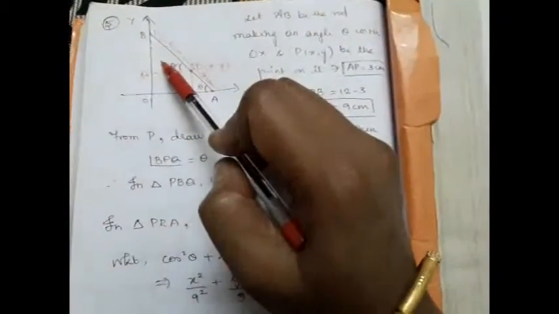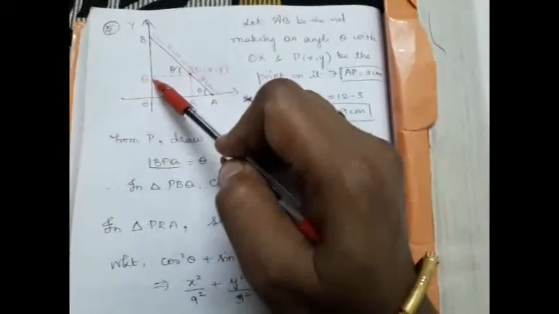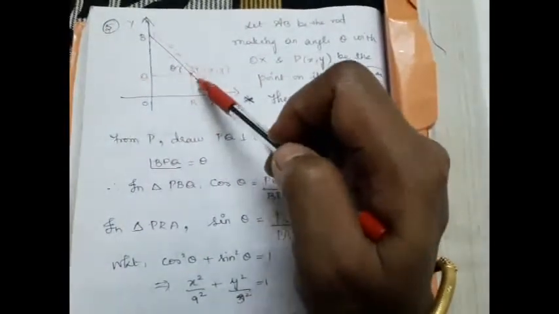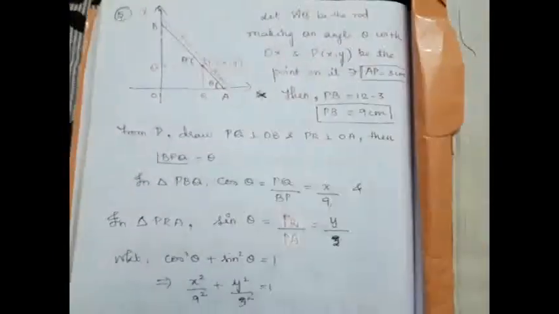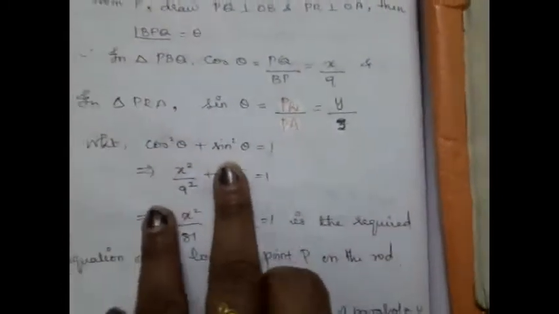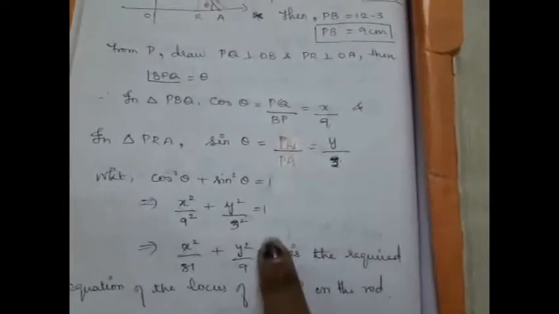Why didn't we go for sin theta in this triangle? Because we don't know the length of PQ. We know this length, that's why we got into this triangle, right? But we know the relation between cos theta and sin theta: cos square theta plus sin square theta equal to 1. So if you square it, x squared by 9 squared plus y squared by 3 squared equal to 1 is the required equation of the locus of the point. This is how we have to find the locus of a point. We have to find some relation with the given conditions and then arrive at an equation, right? Hope you got it. The next question.